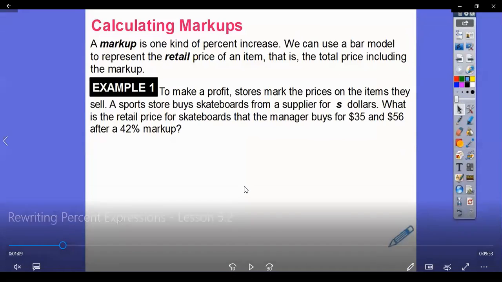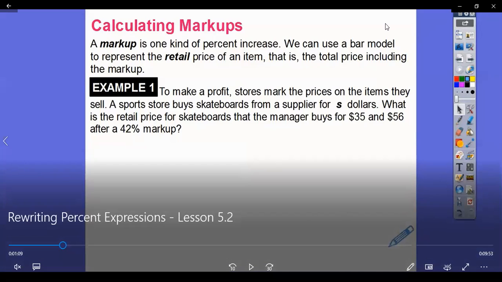To make a profit, stores mark up the prices on the items they sell. A sports store buys skateboards from a supplier for $S. What is the retail price for skateboards that the manager buys for $35.56 after a 42% markup? In this question, I want everyone now to tell me where.